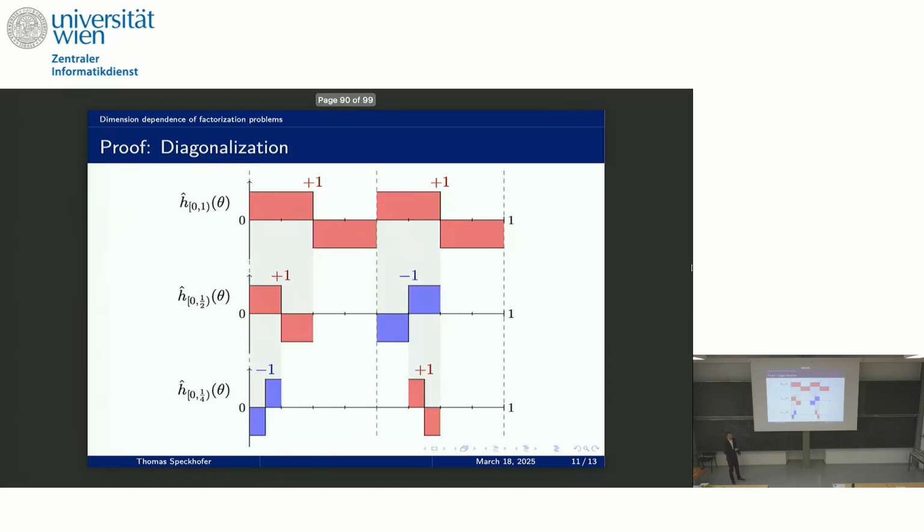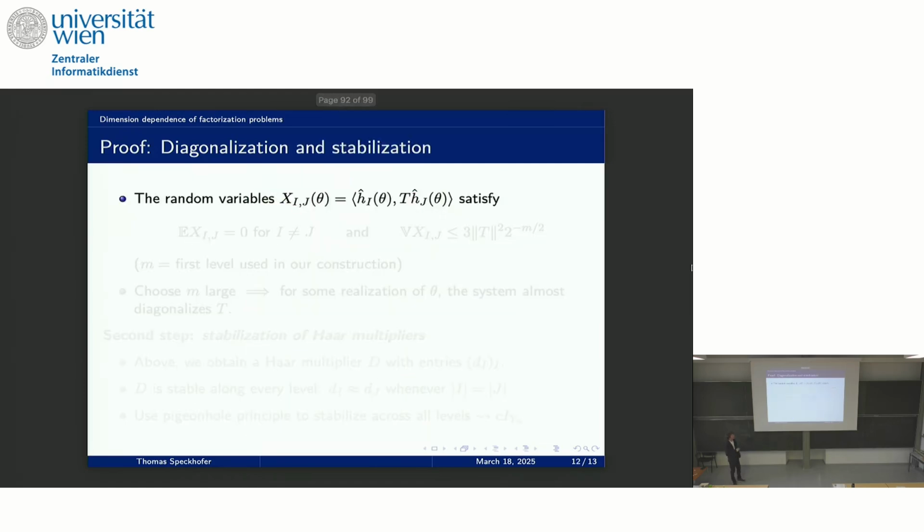And now the question is, why is that useful? And the answer is we can consider the following random variables, xij of theta, which are obtained by taking hi hat of theta and applying it as a functional to t of hj hat of theta. So we just consider the operator with respect to our system hi hat. That's essentially what happens here.